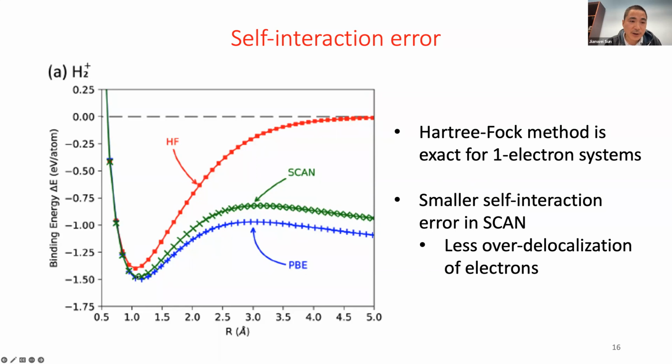So then you can also do SCAN, right? At equilibrium, yeah, it's improved a little bit over PBE, but it also develops significant errors when the bond length is large. But it still improves over PBE, noticeably. So that means SCAN and PBE both have self-interaction error, but SCAN is likely having a smaller self-interaction error. I will talk about the consequence later.